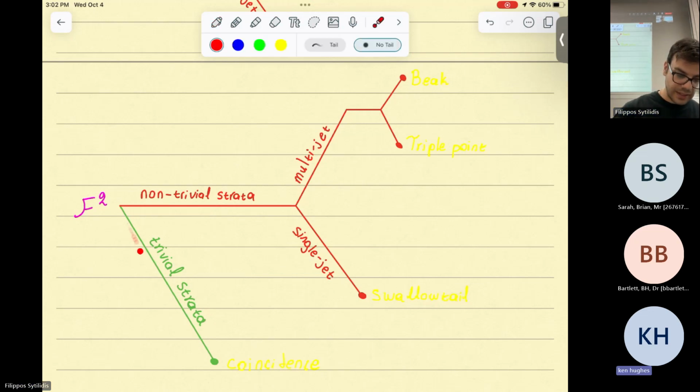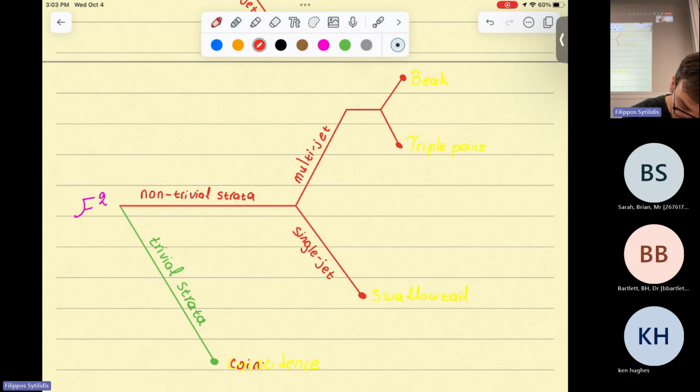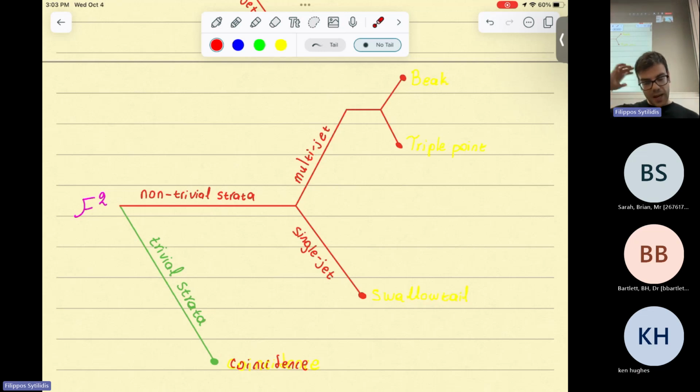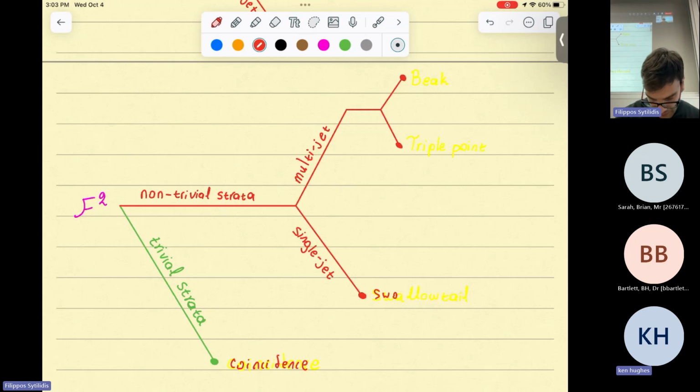We have a trivial codimension 2 stratum, which is this coincidence stratum. And then we have non-trivial strata, which again come in 2 families: the single jet type, where we have the swallowtail, and the multi-jet type, where we have the triple point. And that's what the codimension 2 strata look like.